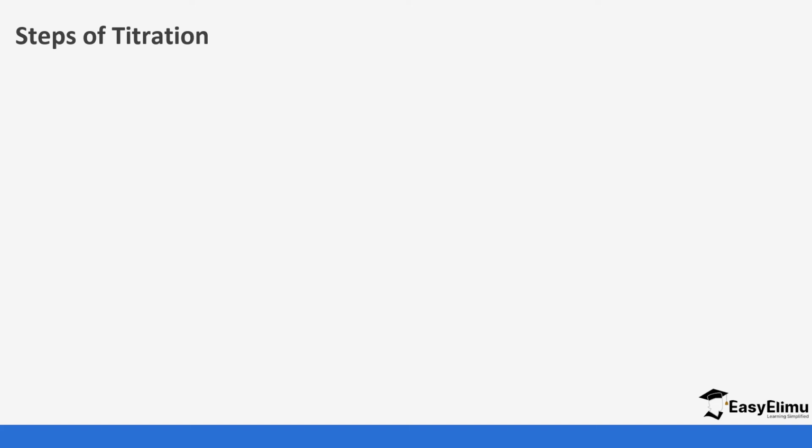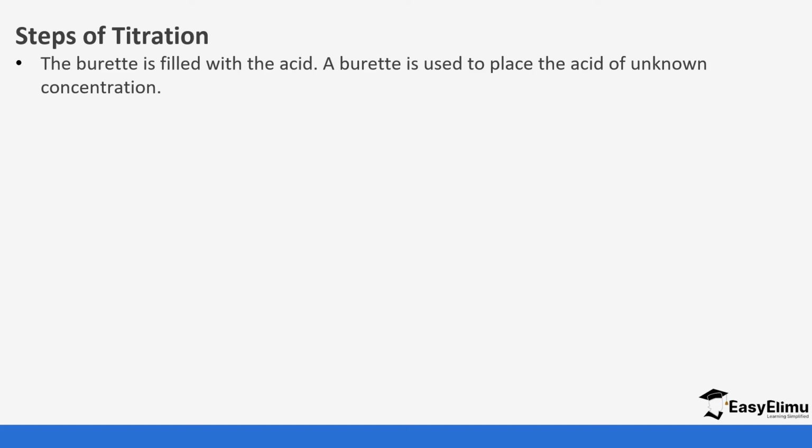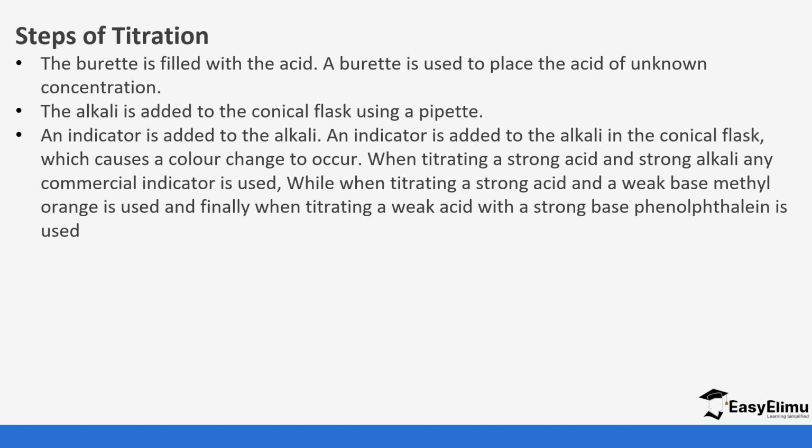In the steps of titration, we usually fill the burette with the acid. The burette is used to place the acid of an unknown concentration. And then the alkali is added to the conical flask using a pipette. You can use a pipette filler or you can use the mouth to fill the pipette. The pipette also gives an accurate volume measurement. Then an indicator is added to the alkali in the conical flask, which causes a color change to occur.